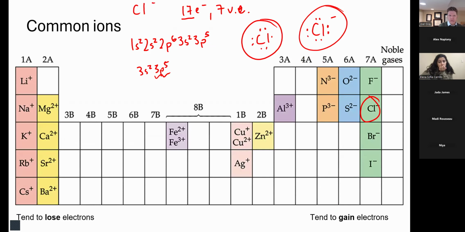Now, if we go over here and we talk about fluorine. Is F the same thing as F minus? Nope. F is fluorine. F minus is fluoride. Fluoride has a complete octet. That's why it has a negative charge there, because it's gained an electron. Where did that electron go? Into its p subshell to fill up that p subshell.